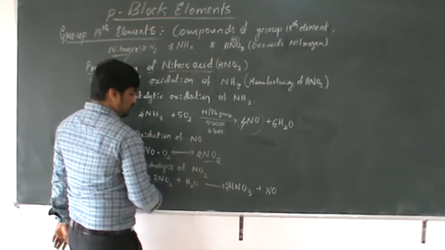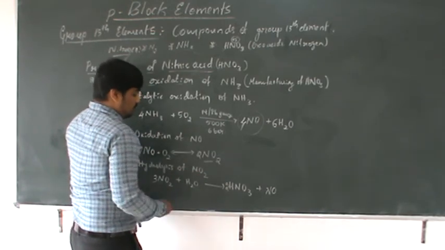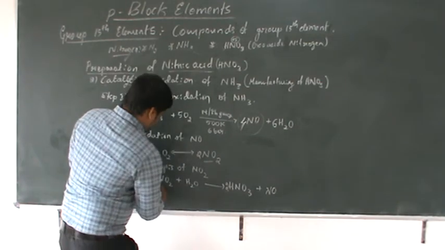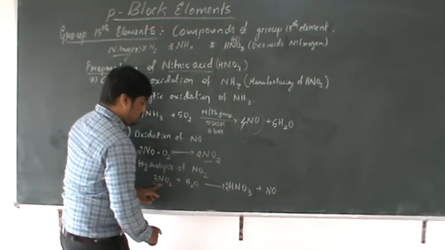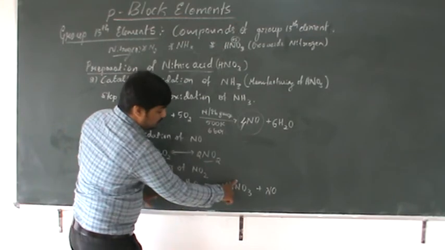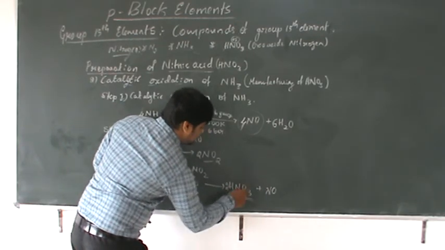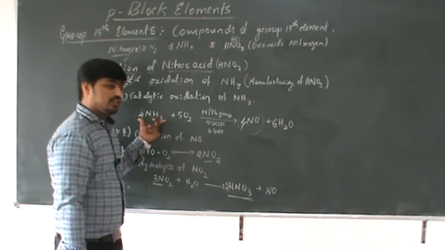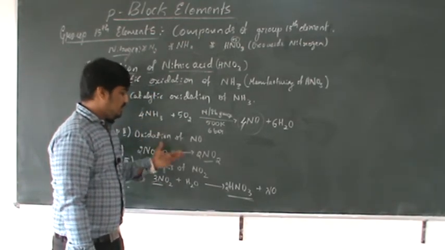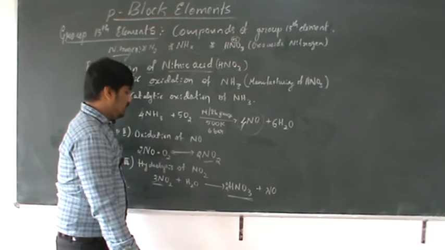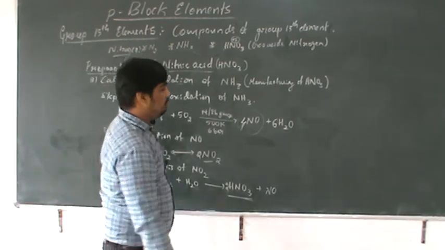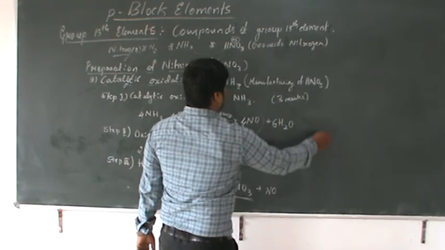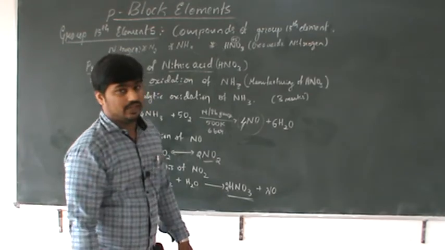Just trial and error method. You try more and more times and you become perfect in this reaction. Next, nitrogen dioxide is subjected to hydrolysis to produce nitric acid. So this is the preparation method of nitric acid by catalytic oxidation of ammonia. Each step contains 1 mark for your exam. Again, it is very important for your exam. It may be asked for 3 marks in your exam.